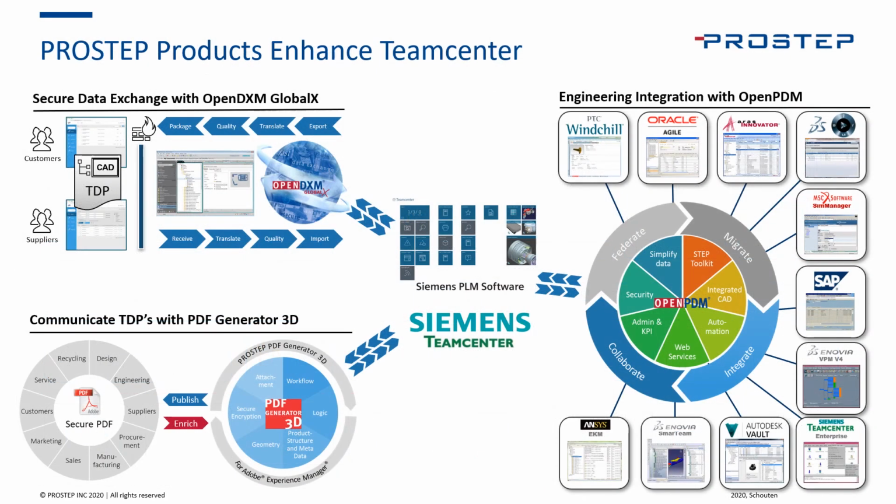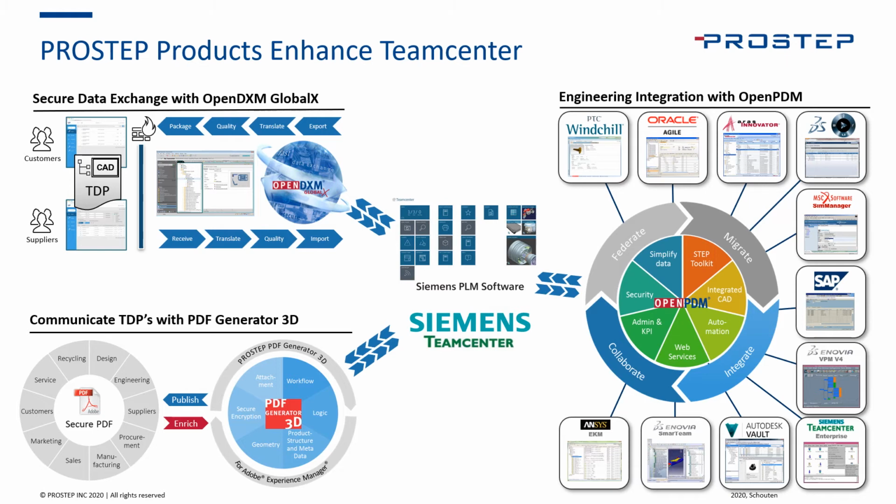So ProSTEP has three core products that we are using for this integration and collaboration. And the first is on the right-hand side. That's our OpenPDM product. It allows you to integrate, replicate, collaborate, federate, and migrate data between these different environments. So we've got different toolkits inside that handle different processes, and then connectors that go to these different systems. And some are PLM, some are ALM or ERP or STM, but it allows you to communicate and provide those types of functionalities between systems, including Teamcenter.